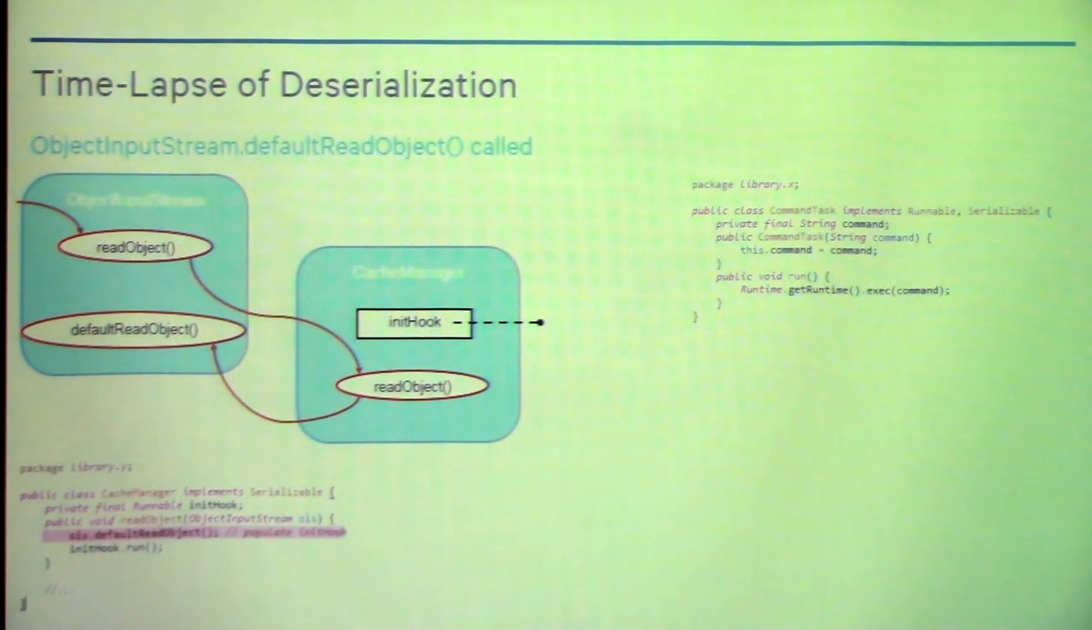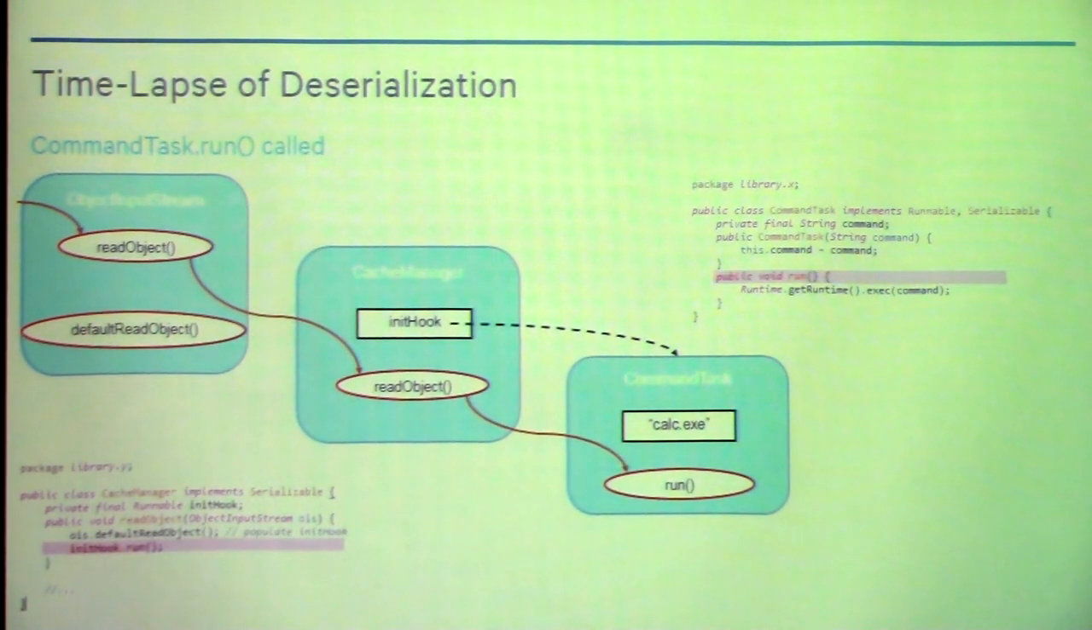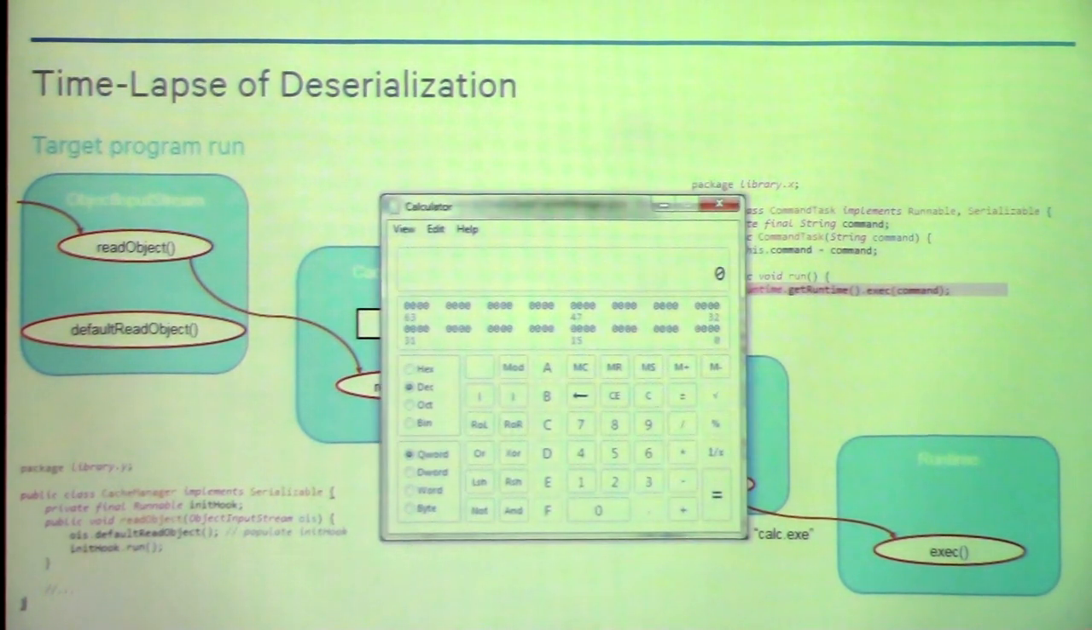What it normally does, if you don't implement a read object, is it basically just fills out all the fields that were serialized, and this is doing that. And additionally, one of those fields is the init hook. So it's allocating that command task object that has calc.exe as the command. And you can see we're still in default read object down there. It's kind of small. But next we're going to call run on the object in the init hook field. So now we're up here. And that's going to call runtime exec and pop our calculator.